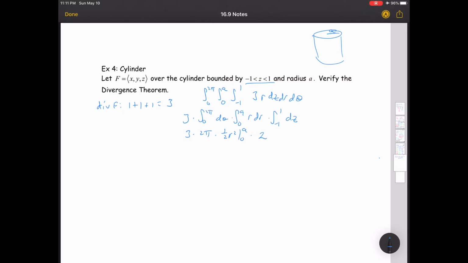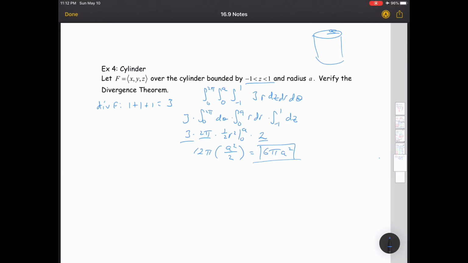So the only one that we actually have to do a little bit of work on here is the second integral. We're going to get 2 times 2 pi times 3, which is 12 pi, times, plugging in a, you get a squared over 2. Plugging in 0, you get nothing. So 12 over 2 is 6. We're going to get 6 pi a squared. Again, very, very easy to do the flux of this particular piece.